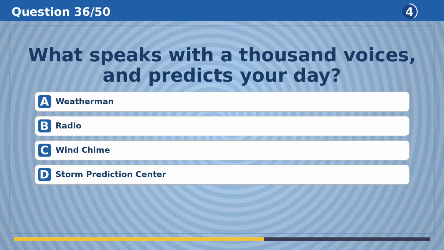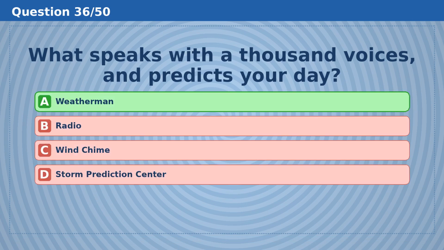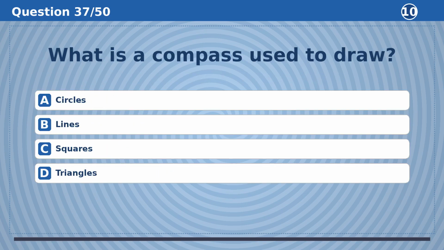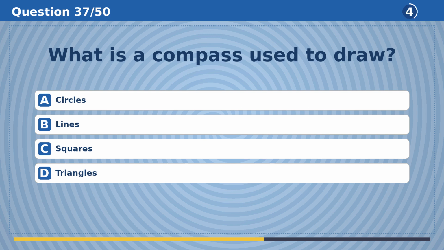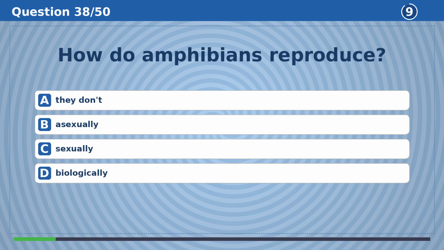What speaks with 1,000 voices and predicts your day? The answer is A. Weatherman. What is a compass used to draw? The answer is A. Circles.